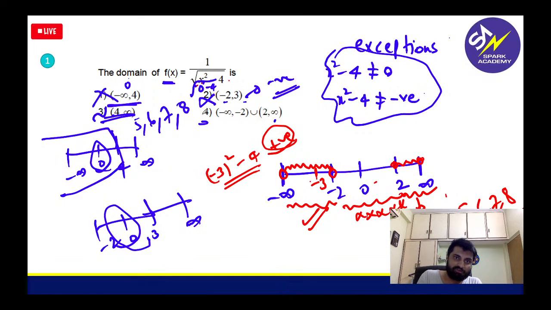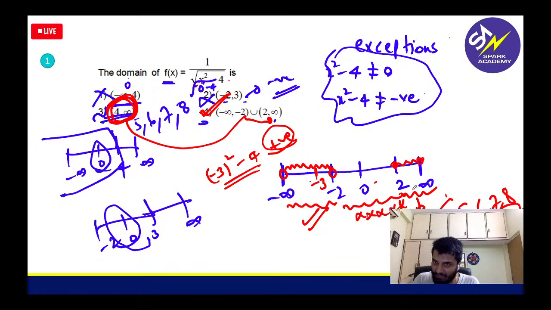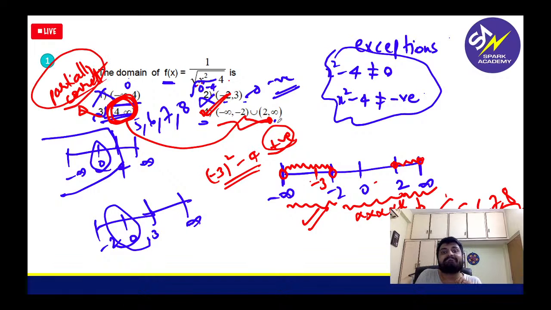So my fourth option is satisfying, and third option they said 4 to infinity, which is already a subset of this, right? That means 4 to infinity is lying already in this interval. So the third option is just partially correct. So fourth is completely correct, because the negative interval also few values are satisfying. Positive interval also few values are satisfying.